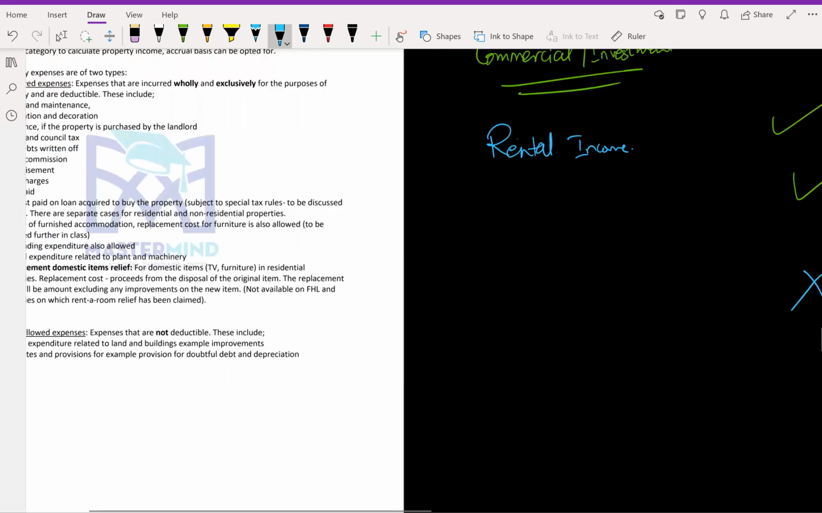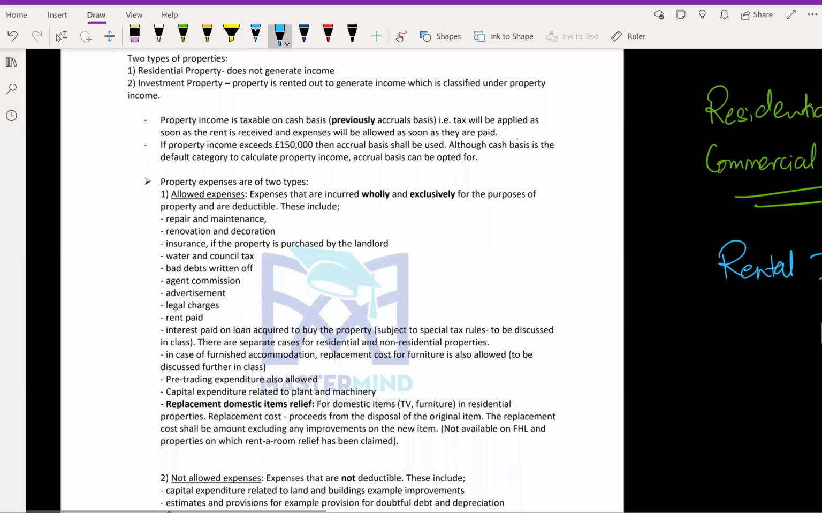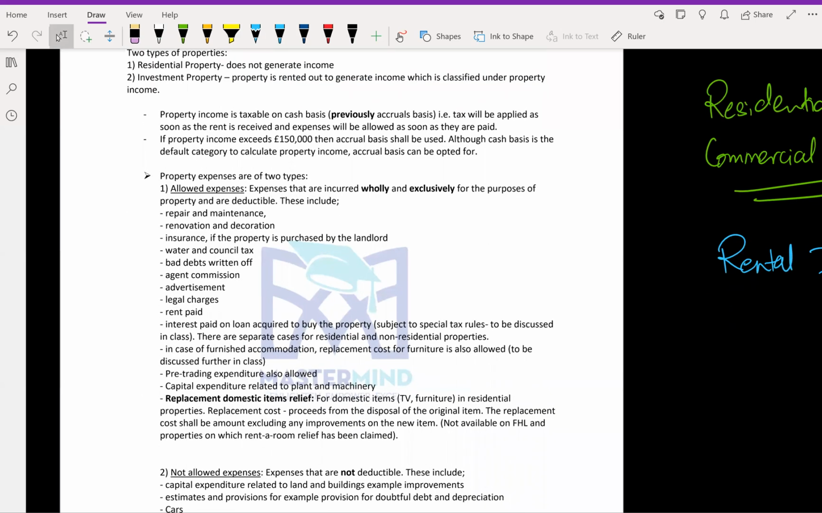Now, let's try to understand what other expenses there could be. Calculating the income is very basic. Remember one thing, in the world of accounting, we know that there are two bases. And there's one basis that we use to prepare a financial statement, which is called the accruals basis or the accruals concept. In the world of taxation, both accruals and cash basis play their own role.